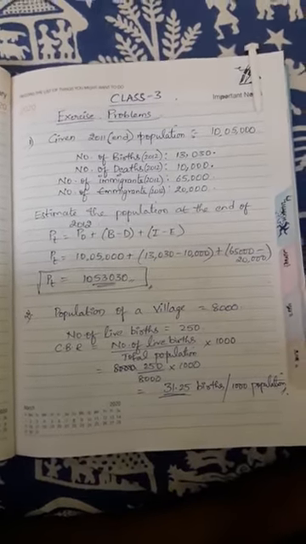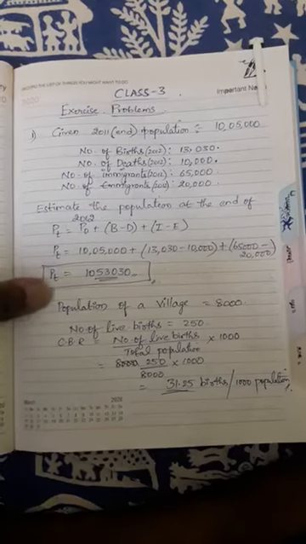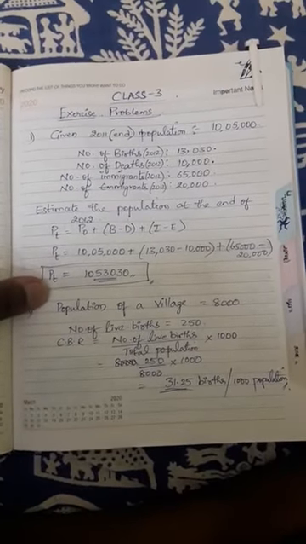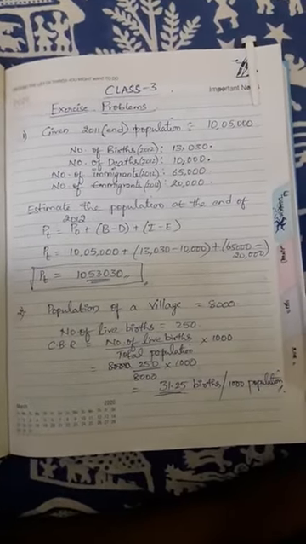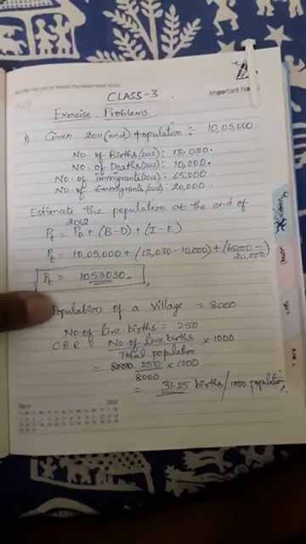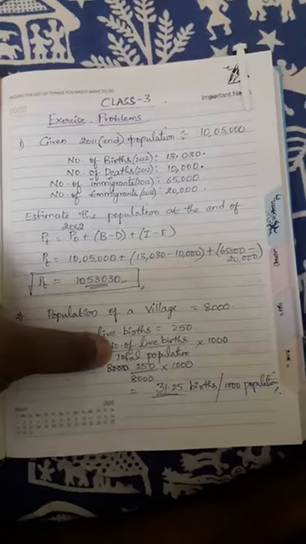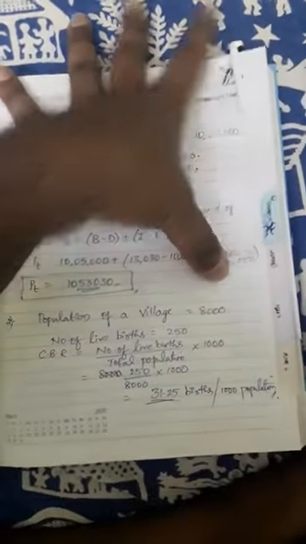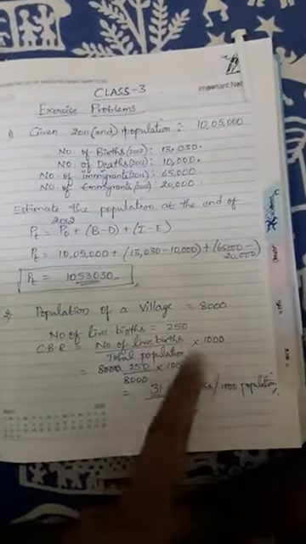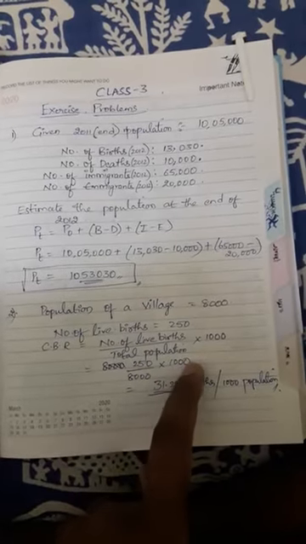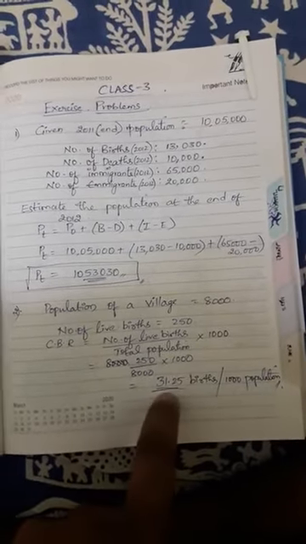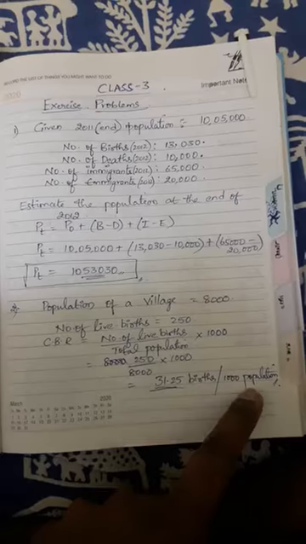As I told you, it is total births by total population into 1000. Very simple method. Detailed information need not be taken. So total births 250, and total population 8,000. If you calculate together, 250 by 8,000 into 1000. So now what is the birth rate per every 1000 population?